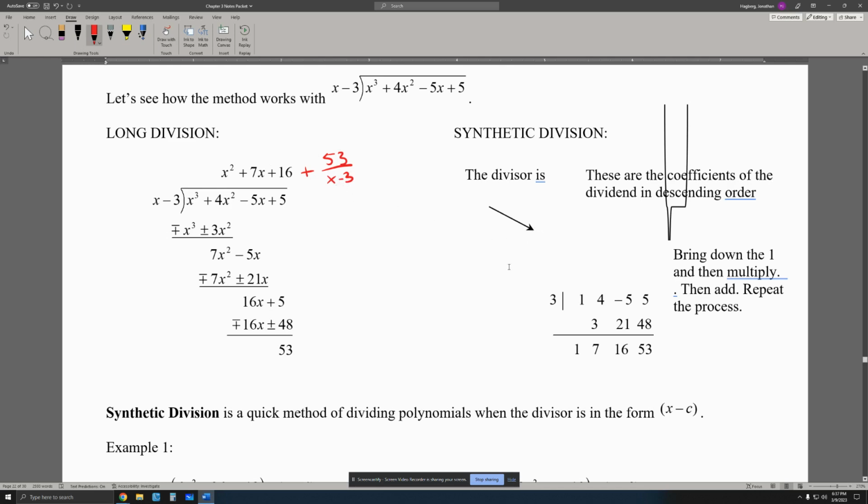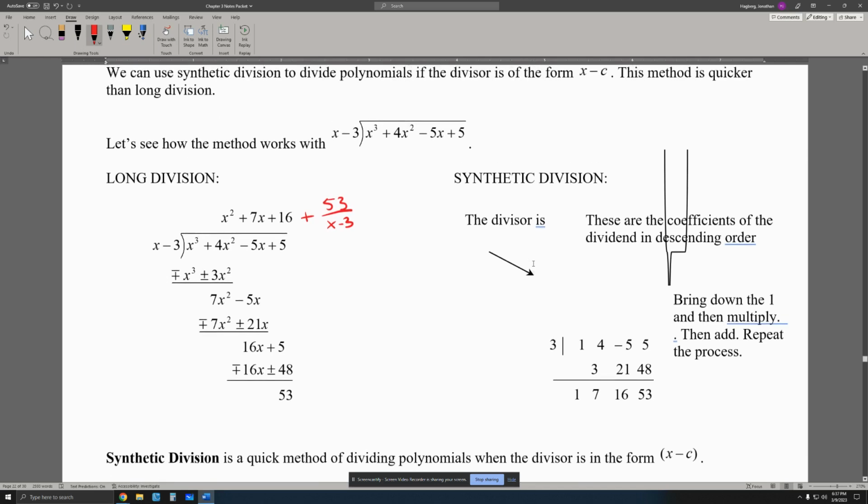All right, so for the synthetic division, this formatting is a little bit off, but the divisor is going to be 3. So this would be the root here. Remember the factor x minus c, the root is 3. So that's going to be our divisor. The dividend is just the coefficients in descending order. So looking at this cubic here, the coefficients are 1, 4, negative 5, and 5. It's critical that these are in descending order. We're looking at the polynomial in standard form.